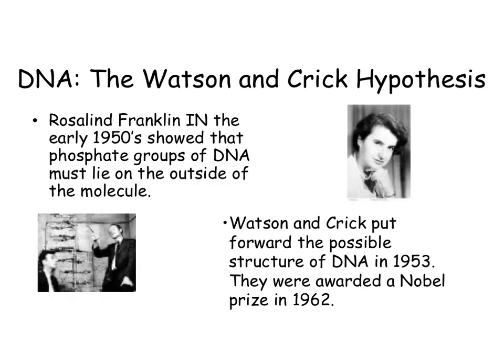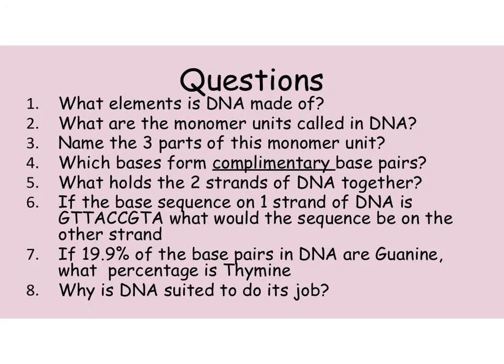So our 2 scientists, which we're going to spend a lot of time looking at over the next couple of lessons, Watson and Crick hypothesis. Okay, we've talked about them before in year 11. So Rosalind Franklin in the early 50s showed that the phosphate groups of DNA must lie on the outside of the molecule. Watson and Crick put forward a possible structure of DNA in 1953, and they were awarded a Nobel Prize in 1962. So, questions for you to answer, which I will then go through.